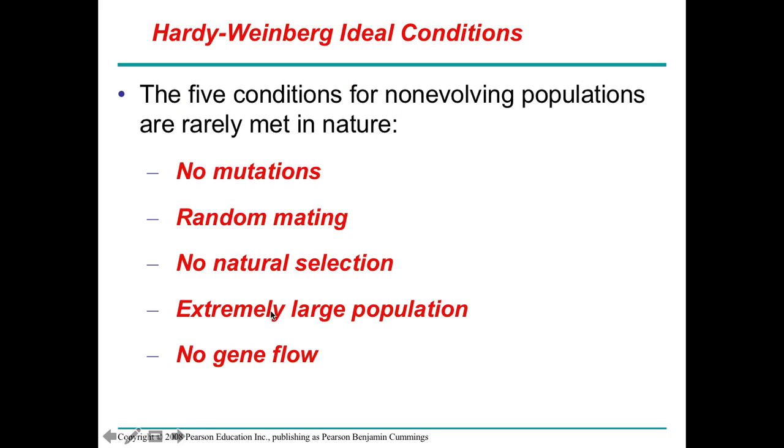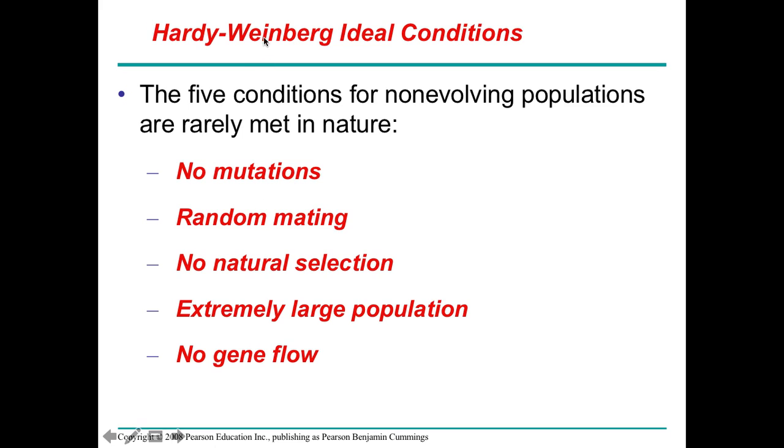So there are 5 conditions for populations that are not evolving. Okay, so we have a stable population. They have to meet 5 requirements. There can be no mutations. In a population that's not evolving, there is no random mating. And in a population that's not evolving, there's no natural selection. It has to be a big population, and there is no gene flow or movement.